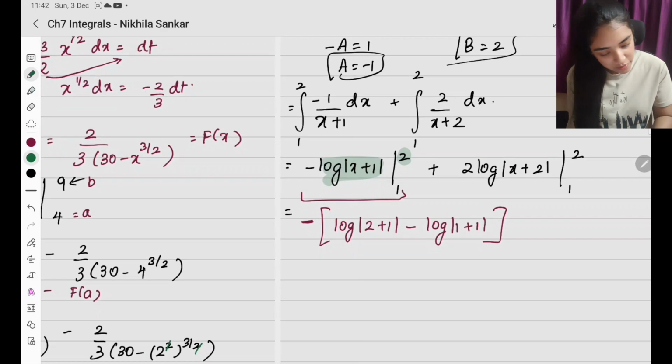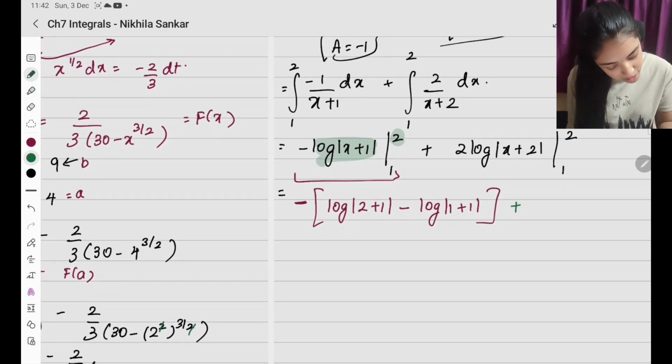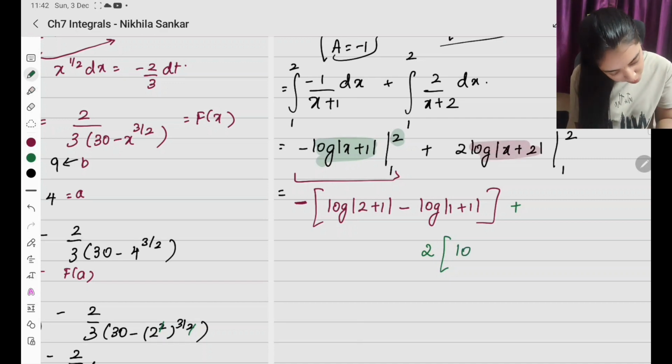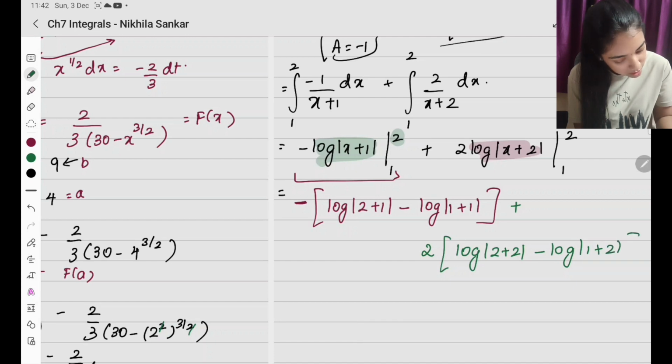Now, what is my second function? I have plus 2. I'll take the plus 2 outside. Inside, what do I have? What is my other function? It is going to be log of x plus 2. Okay, I'm doing it slowly. So I have log mod upper limit 2 plus 2 minus lower limit 1 plus 2.